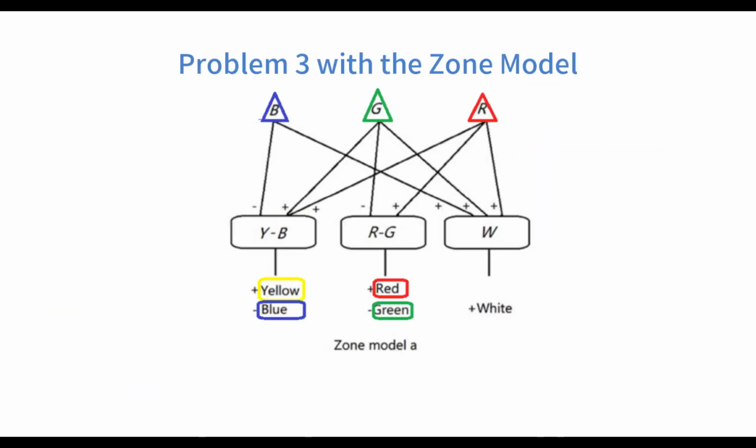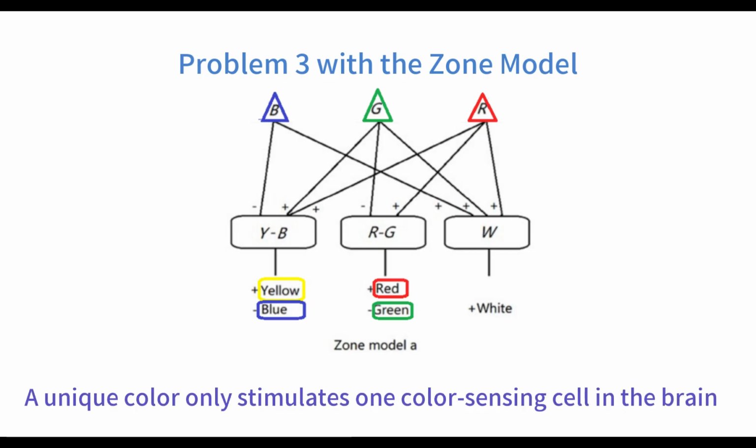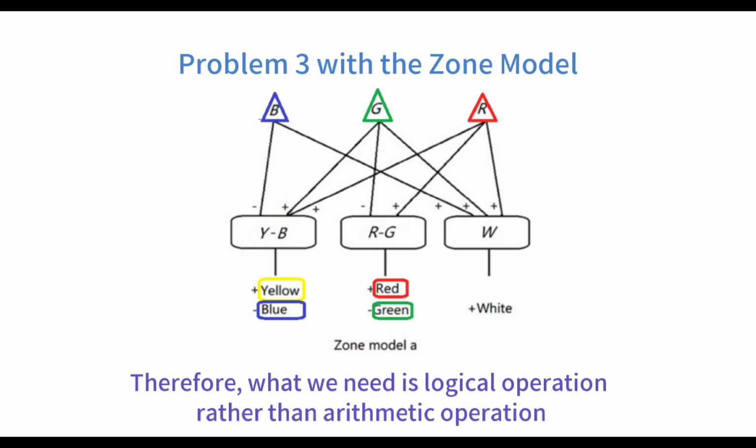Problem 3 with the zone model. It is difficult for the zone model to get the number of unique colors. A unique color only stimulates one color-sensing cell in the brain. However, according to the zone model, R plus G equals yellow Y, so the unique color cannot be unique. Therefore, what we need is logical operation rather than arithmetic operation.